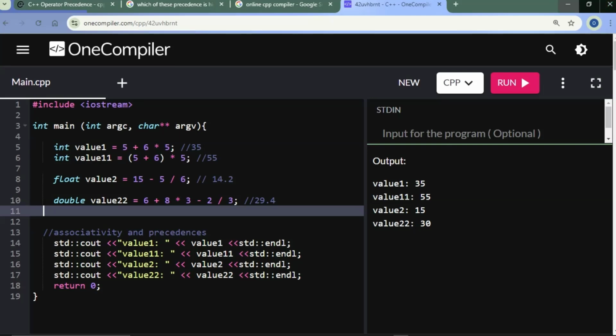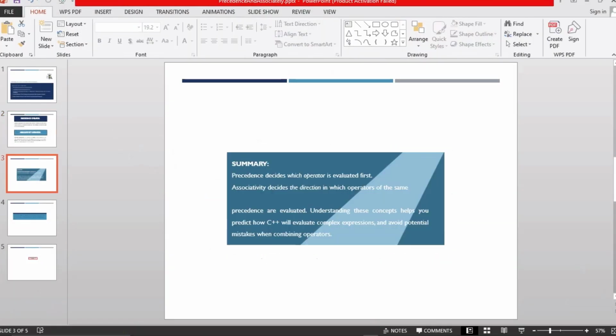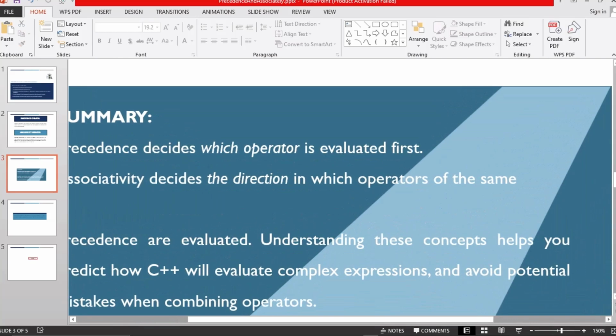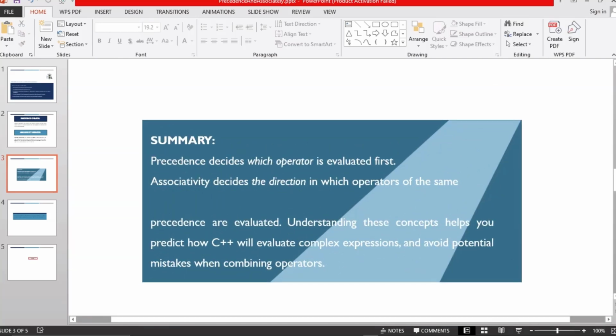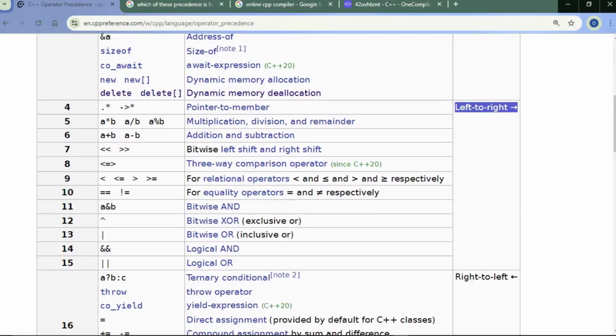And one thing you should understand, before that, let me bring this up. So now let's try and summarize this. Parentheses decide which operators should be evaluated first, whether addition, subtraction, multiplication, or whatever operators could be from the list we have here.